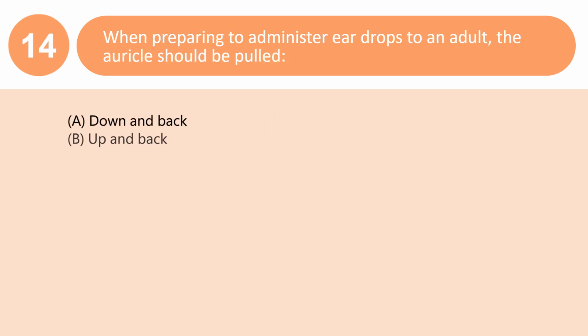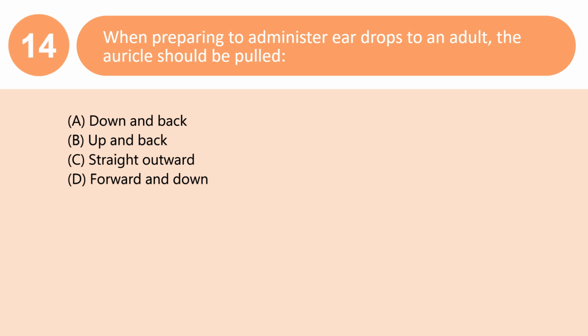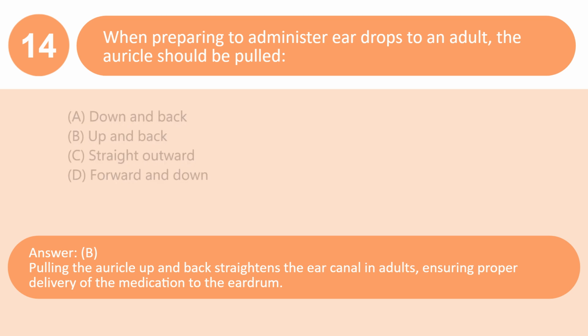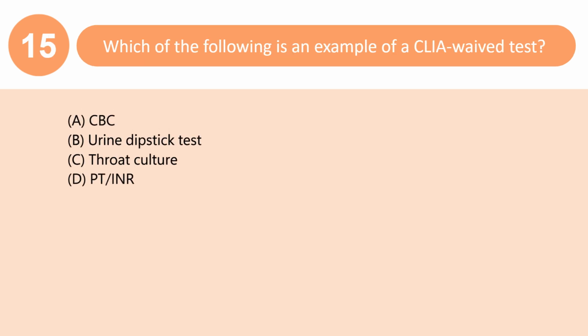When preparing to administer ear drops to an adult, the auricle should be pulled: A. Down and back. B. Up and back. C. Straight outward. D. Forward and down. Answer: B. Pulling the auricle up and back straightens the ear canal in adults, ensuring proper delivery of the medication to the eardrum.